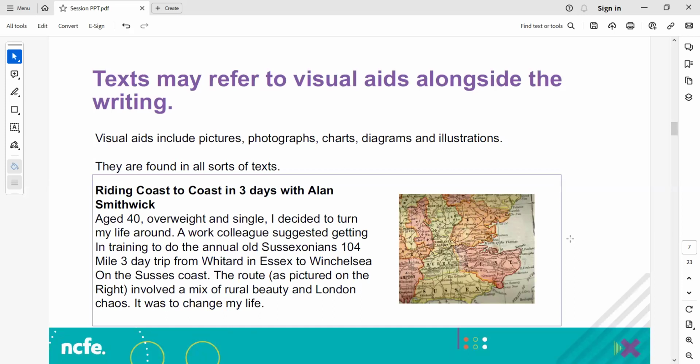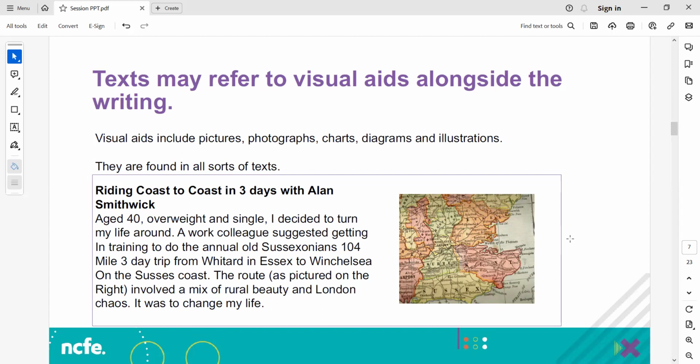Riding coast to coast in 3 days with Alan Smithick. Age 40, overweight and single, I decided to turn my life around. A work colleague suggested getting in training to do the annual Old Sussexonians 104-mile 3-day trip from Wittard in Essex to Winchelsea on the Sussex coast. The route, as pictured on the right, involved a mix of rural beauty and London chaos. It was to change my life.